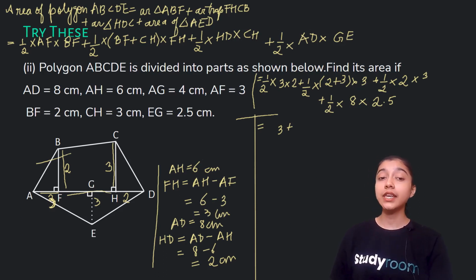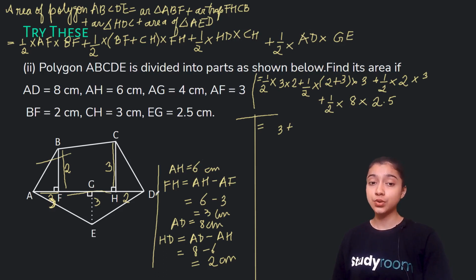Next up, we have again another right angle triangle. To calculate the area of this right angle triangle, we have to take half into base HD into the height CH. So base HD is 2 centimeters and the height is 3 centimeters. Now again, HD was not directly given in the question. So what we did was, we took HD is equal to AD minus AH. AD is 8 centimeters and AH is 6 centimeters. So ultimately this will result in HD of 2 centimeters. So we have put the value of HD as 2 centimeters and CH as 3 centimeters.